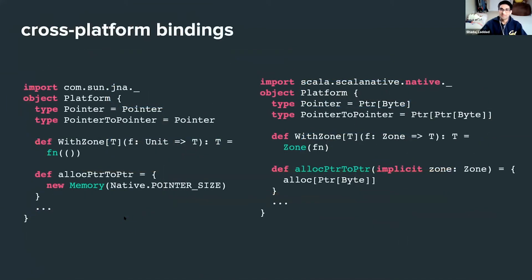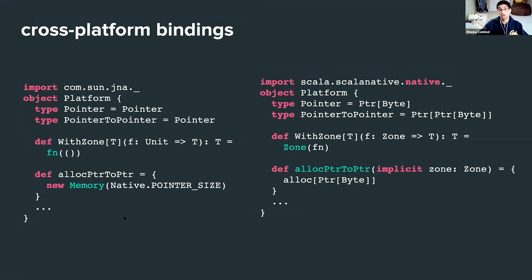To look a little bit into the inner bits of how ScalaPy handles this, we have a very lightweight platform object. The goal of this platform object is to provide the core C foreign function interface APIs we need for both JNA and Scala Native through a common interface. Here we can use type aliases to say that on JNA, a pointer is just the JNA pointer type, whereas in Scala Native, it's a pointer of bytes. And we have additional types for pointer of pointers.